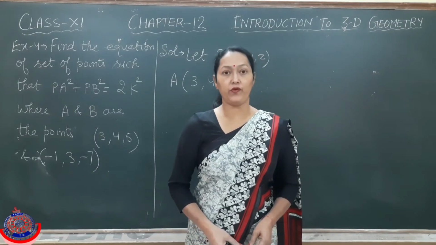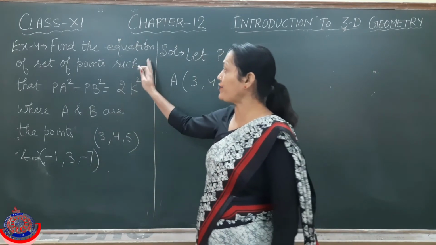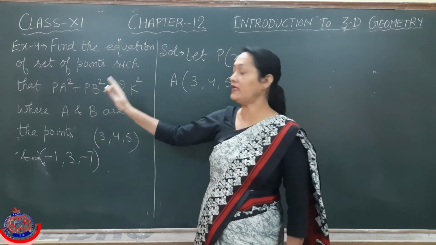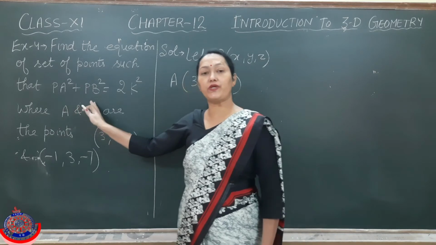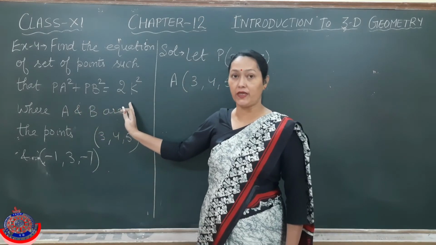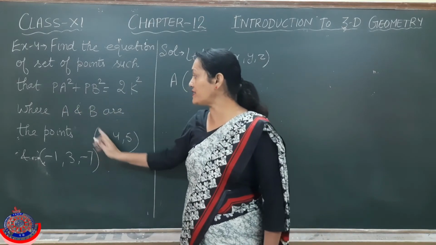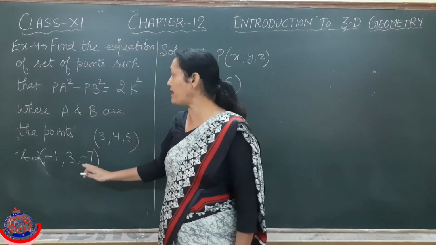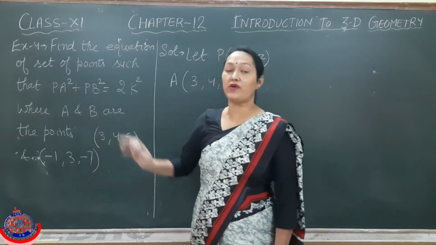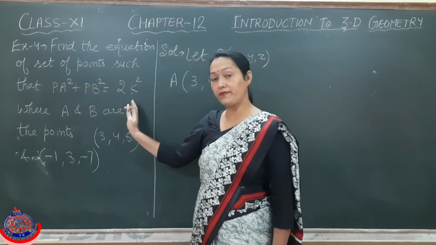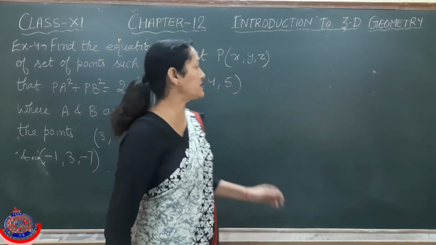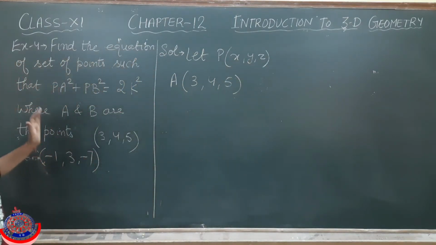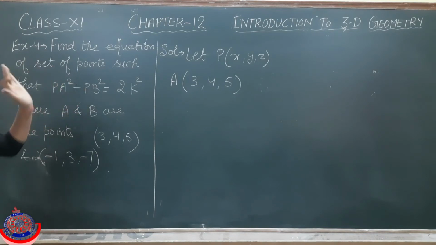In example number 4, they are saying find the equation of the set of points such that a condition is given, that PA square plus PB square is equal to 2K square. A and B points are given to us. A is given as 3, 4, 5 and B is given as -1, 3 and -7. P is not given to us and this condition is given. So let us take P as having coordinates x, y, z. So what we have to do is find PA square and PB square.